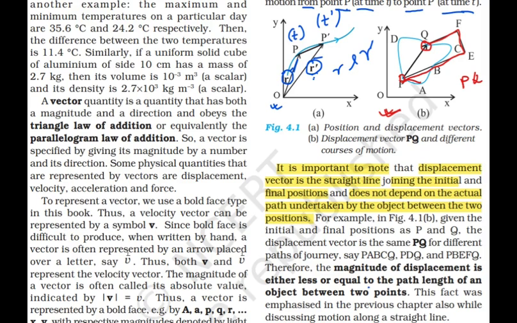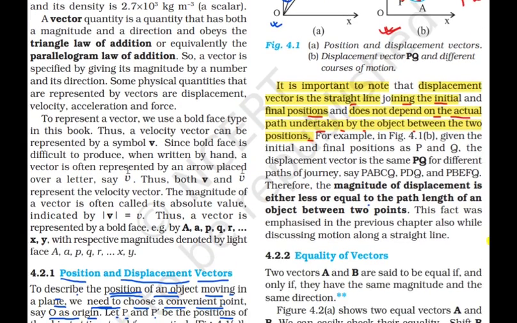Okay, so it's a very important point that the displacement vector is the straight line joining the initial and the final position and does not depend on the actual path undertaken by the object between the two positions. So the displacement vector is the same PQ for different paths.